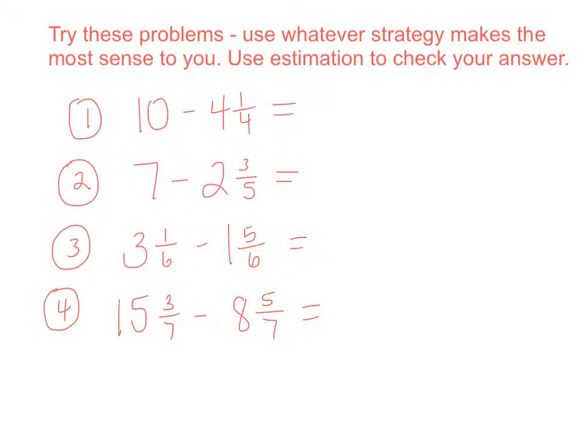Now try these 4 practice problems. Use whichever strategy makes the most sense to you, whether it's turning both improper or borrowing and creating a fraction worth 1 whole. Remember to look at the denominators being used in the problem to help you develop a fraction with the right denominator. Use estimation to help make sure that your answer is reasonable.